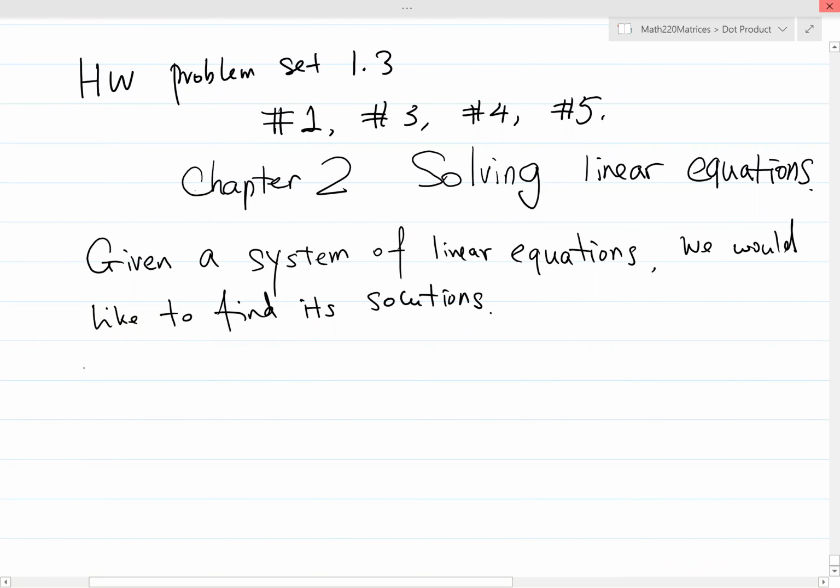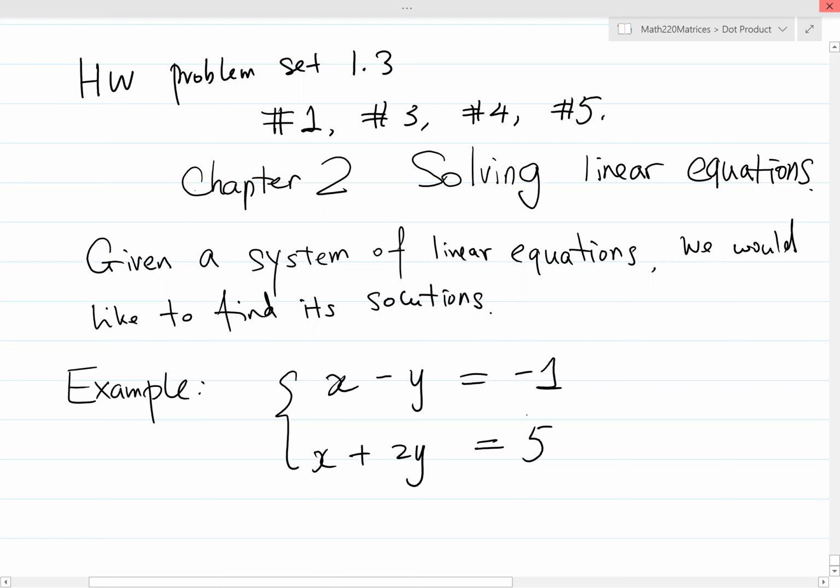Actually, solving linear equations, this kind of problem is almost everywhere. In machine learning, most of the time you need to solve linear systems in some reasonable time. Okay, let's see this example. We all know how to do this. x minus y equals -1, x plus 2y equals 5. We know from algebra how to solve these equations.